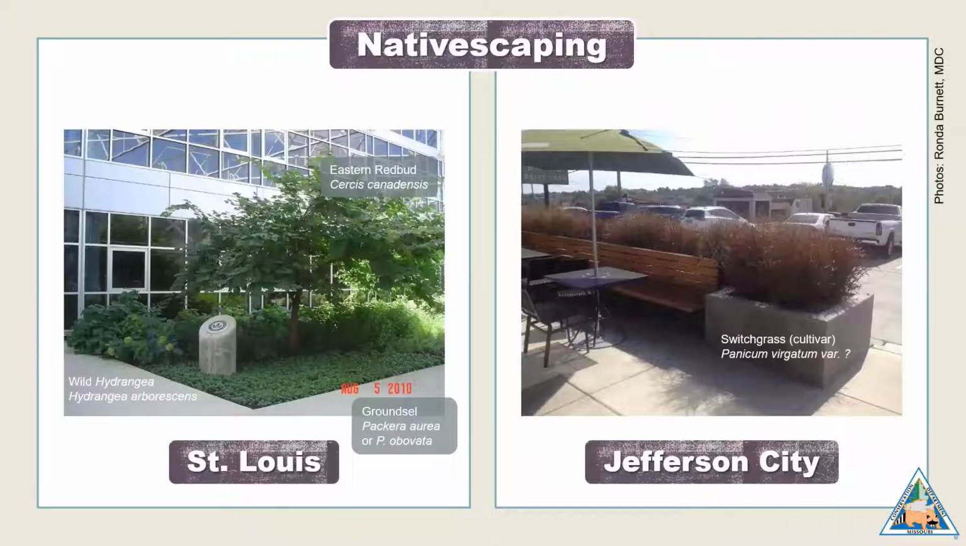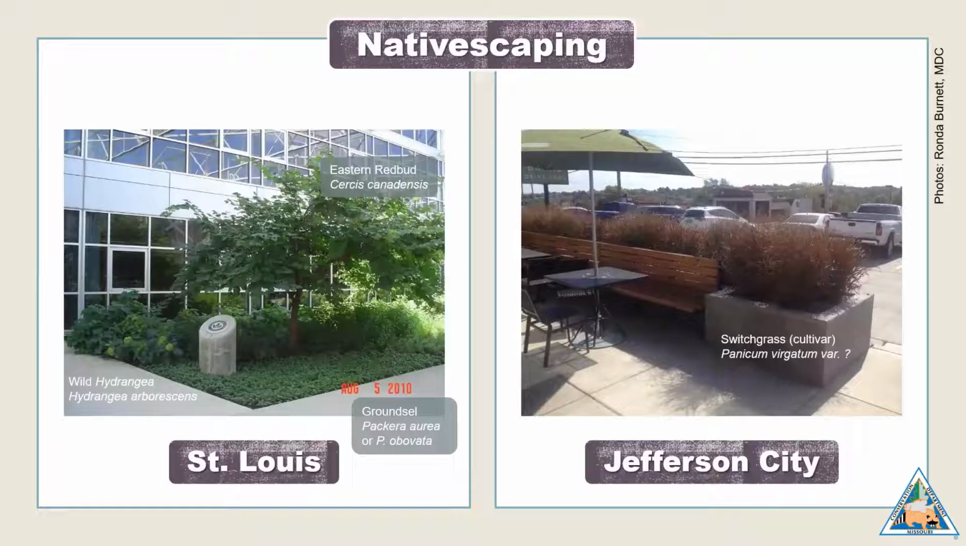They are landscaping with native plants. The two photos here on this slide are good examples of nativescaping. These are both in commercial spaces. The photo on the left of your slide shows an entryway landscape bed in front of an office in St. Louis, Missouri. There's a ground cover of groundsel, otherwise known as golden ragwort, or squawweed is another common name for that plant. And in the background of that bed, you see some wild hydrangea and a redbud tree.